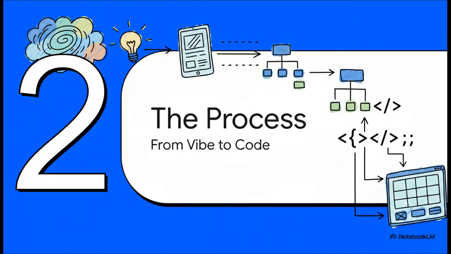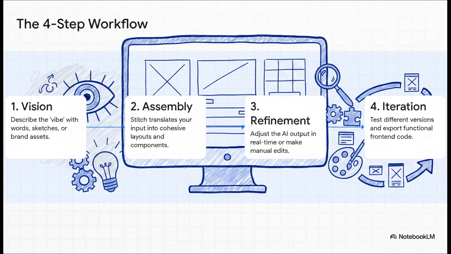Okay, so the concept is really powerful, for sure. But how does it actually translate a fuzzy idea into a working product? Let's walk through the whole process, step by step, and see how you get from a simple vibe all the way to functional code. So the whole workflow is basically this four-step loop.